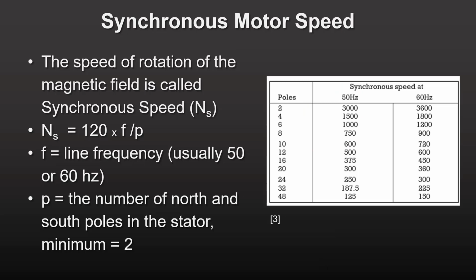The angular speed of the magnetic field rotating around the stator is called synchronous speed, N sub s. To calculate synchronous speed, multiply 120 times the line frequency and then divide by the combined number of north and south stator poles. The table on the right shows the most common synchronous speeds for both 50 Hz and 60 Hz AC line power. Doubling the number of poles will halve the synchronous speed. Except for a special type of AC motor called a synchronous motor, the rotor does not rotate at the synchronous speed.